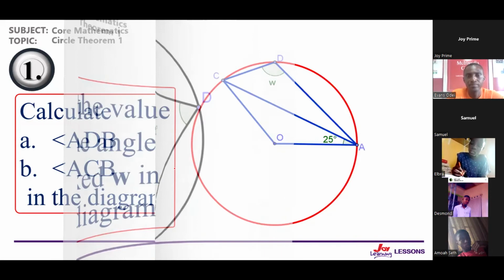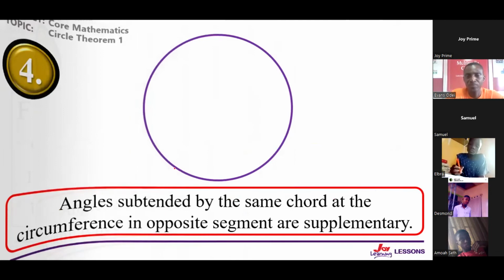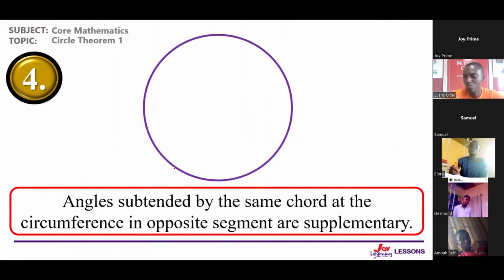Okay, so you can try this question on your own and then you get it. Let's see if you can add this theorem to it before 1:30 so that we can end for today.